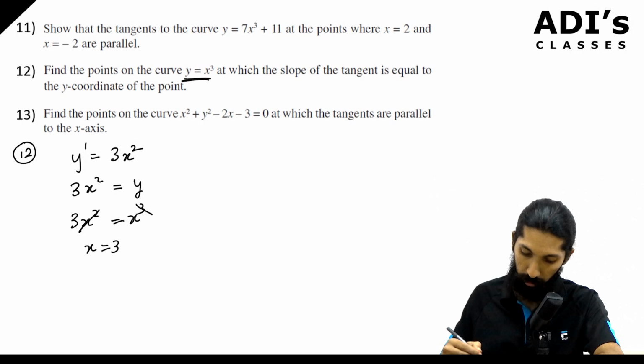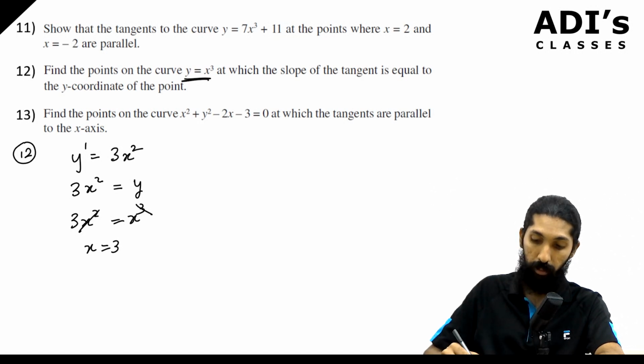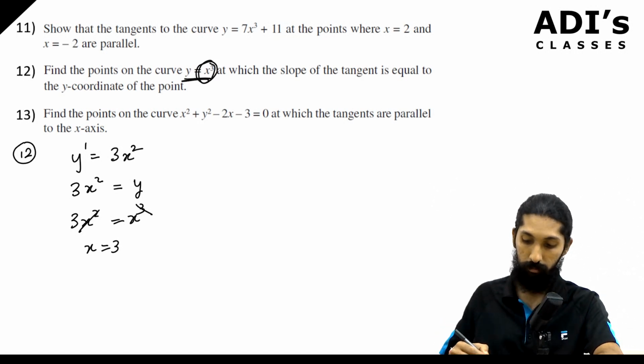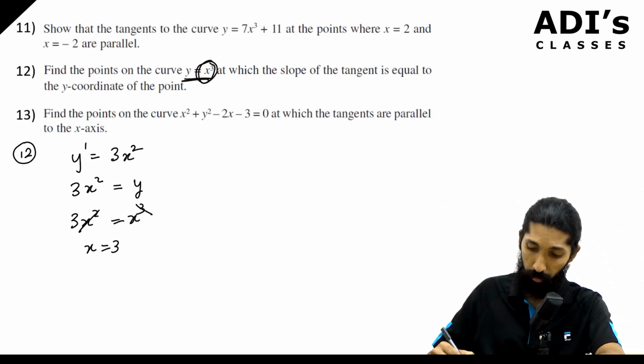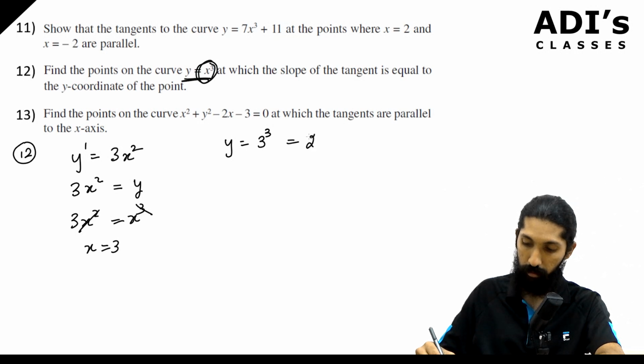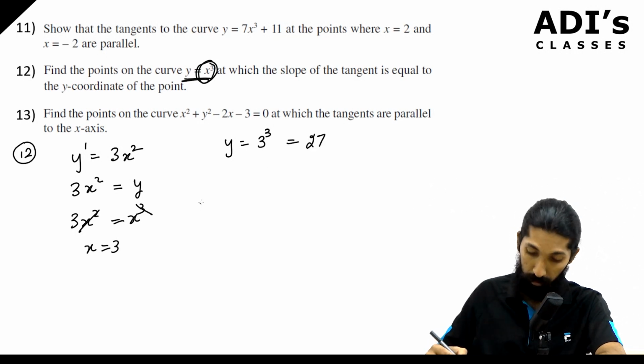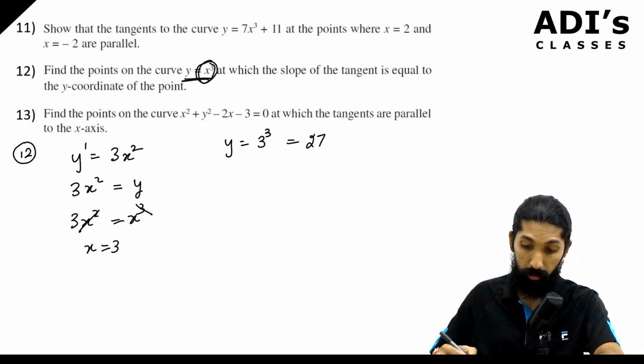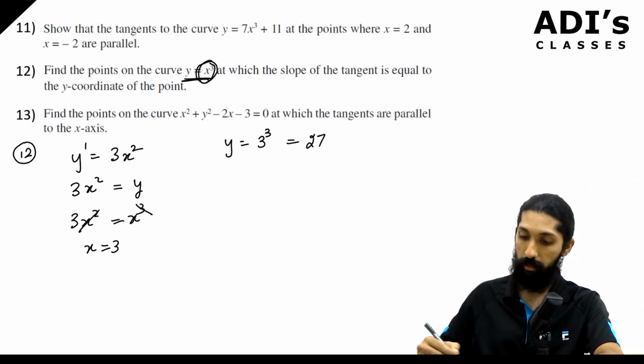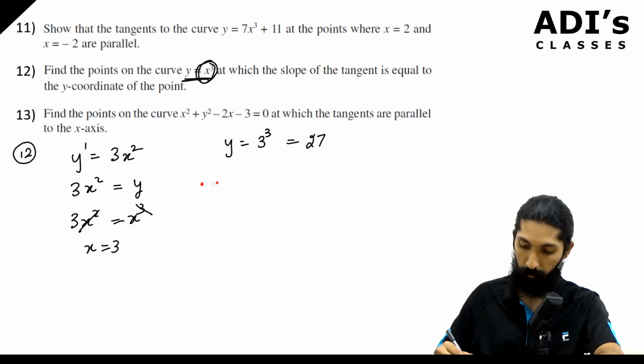So when you have the x value as 3, substitute x as 3 in this equation. You get y is equal to 3 cube, which is 27. That means, find the points on the curve: y is 27, x is 3. So the final answer becomes, therefore, the point.